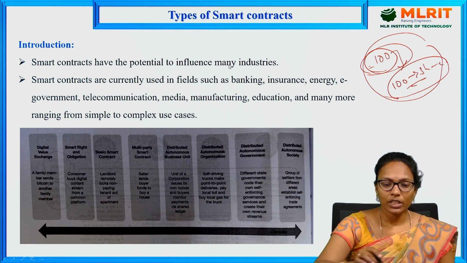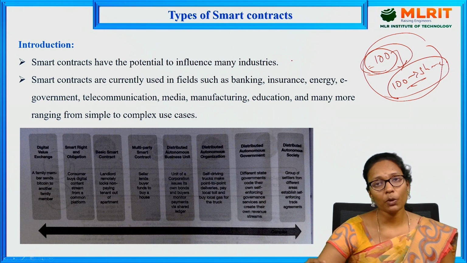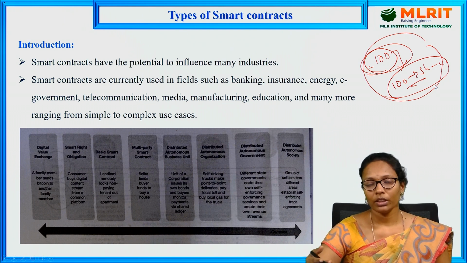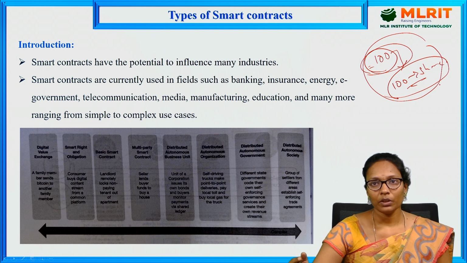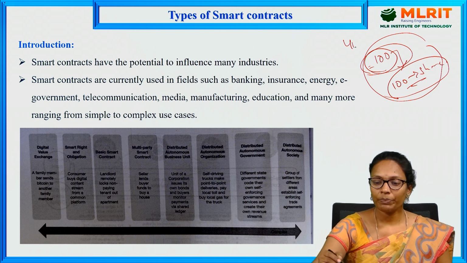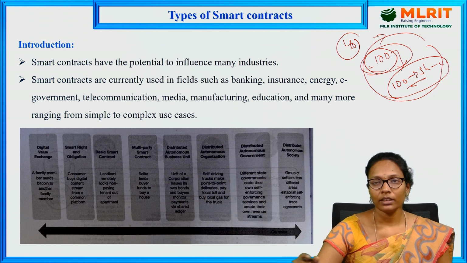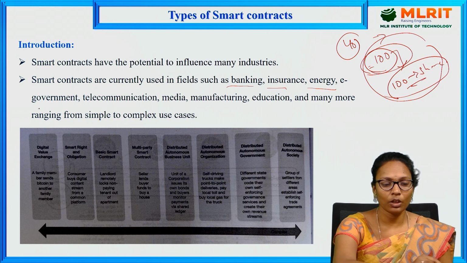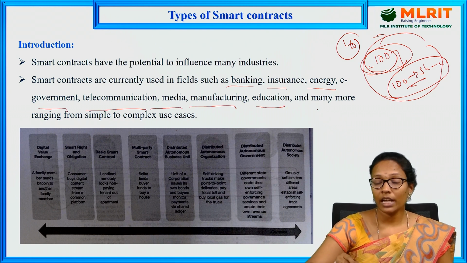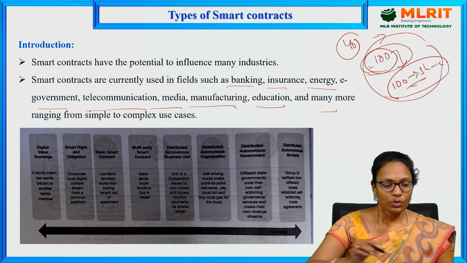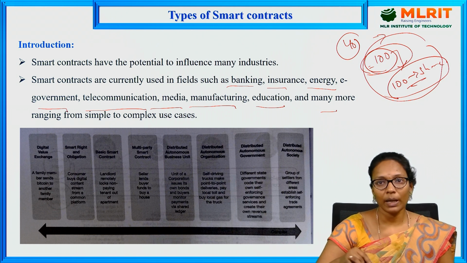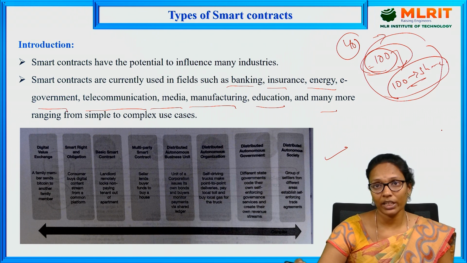Smart contracts have the potential to influence many industries. We can use smart contracts not only for the stock market, but for anything. For example, if the student is present at 9-10 sharp, then automatically give the attendance to him. If the student secures 40 marks, automatically he will be categorized as a pass. We can apply smart contracts to different industries like banking, insurance, energy, e-government, telecommunication, media, manufacturing, education, and many other industries also. Here we can see different industries, different applications, and how they are using smart contracts.